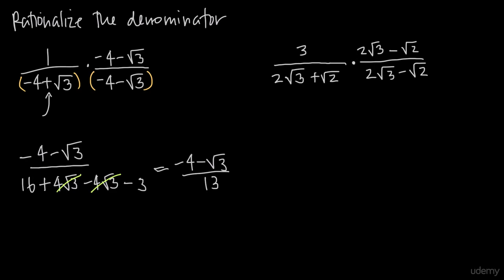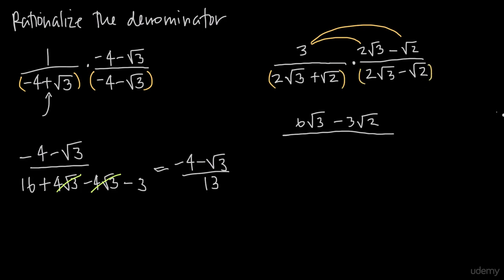And when we do our multiplication, when we multiply the 3 by the numerator, this is just the distributive property, so we want to make sure that we multiply the 3 by this first term and also by the second term. So our new numerator is going to be 3 times 2 root 3, which is going to give us 6 root 3. And then 3 times a negative root 2 is minus 3 root 2. Then in our denominator, we're going to FOIL these out. So again, we have two binomials multiplied together, and we're going to FOIL.